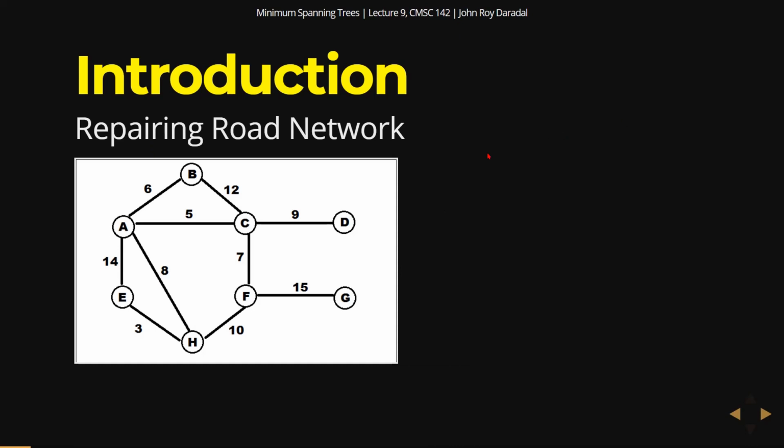Let's imagine that this is a road network for a certain province. The vertices are the towns, and the edges are the roads that connect the towns. The edge weights represent the length of the road that connects the two towns. So for example, the edge CD with edge weight 9 means that there's a road from C to D that's 9 kilometers long. Okay? Unfortunately, one day there was an earthquake that destroyed all of the roads.